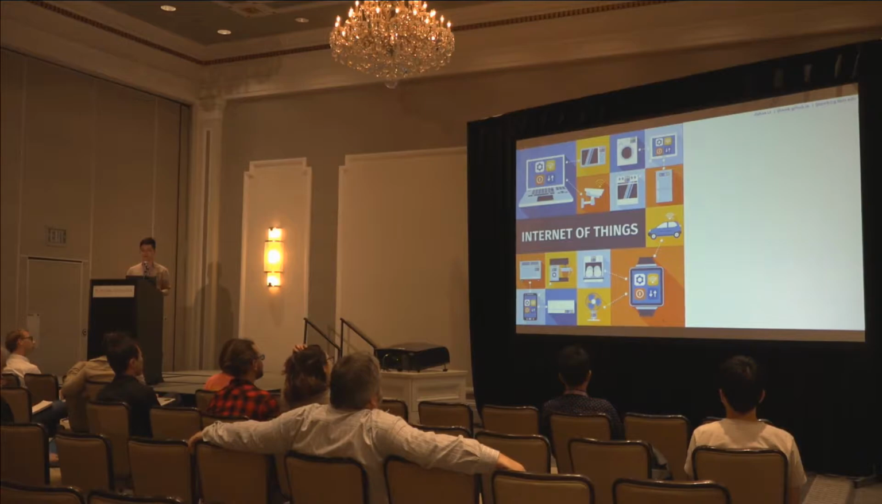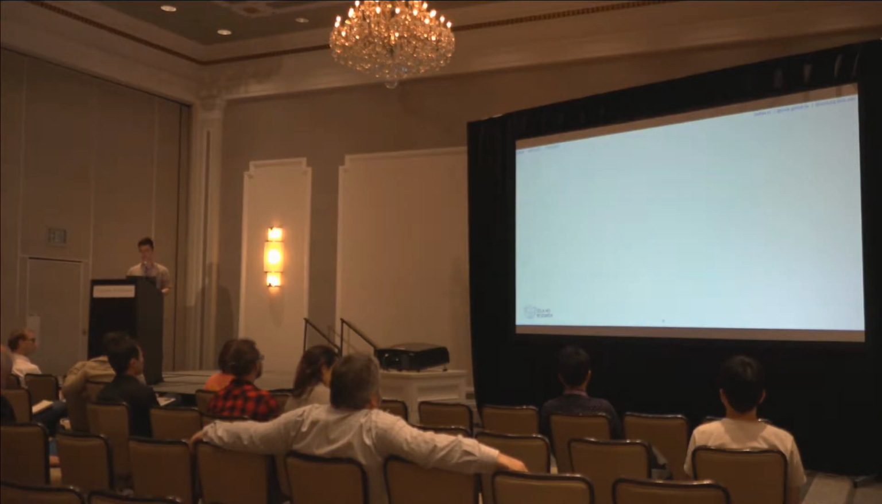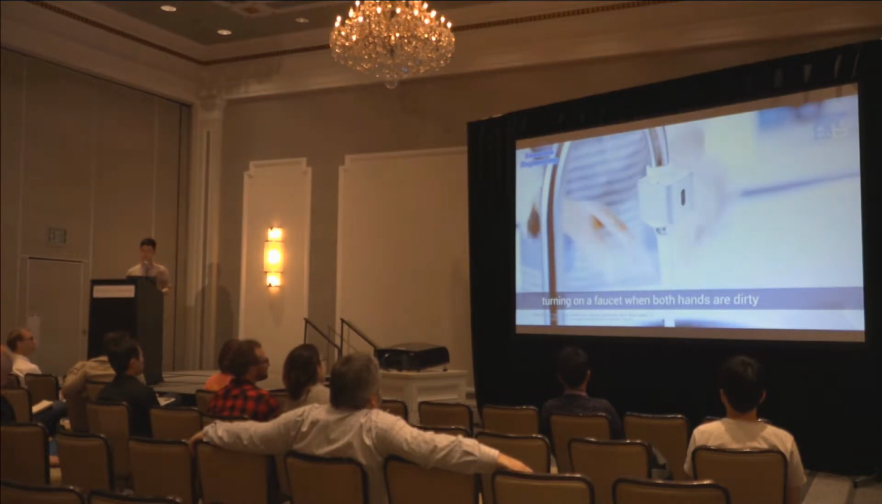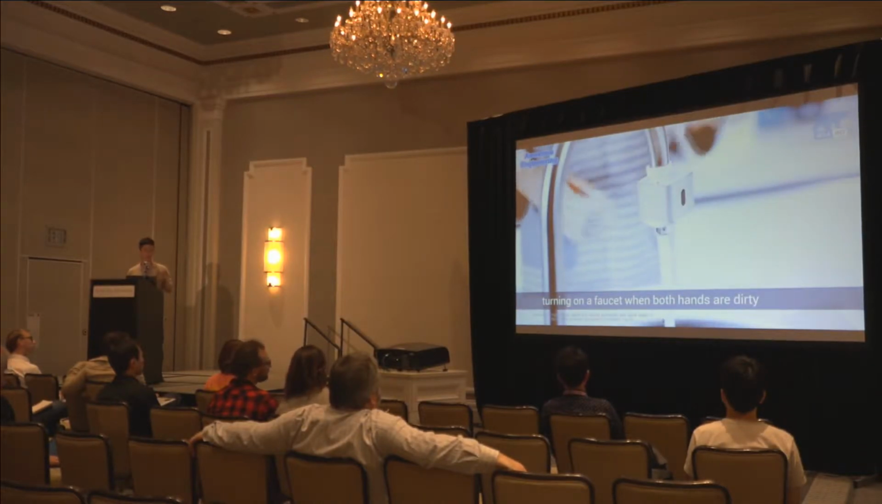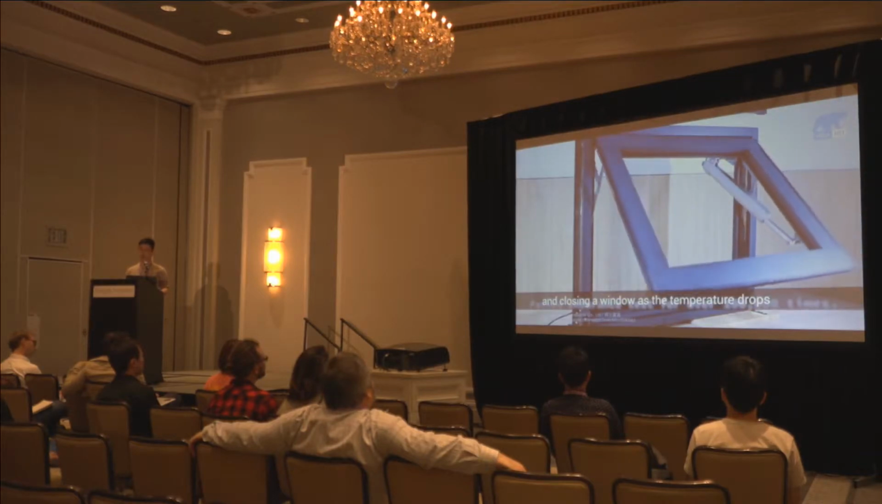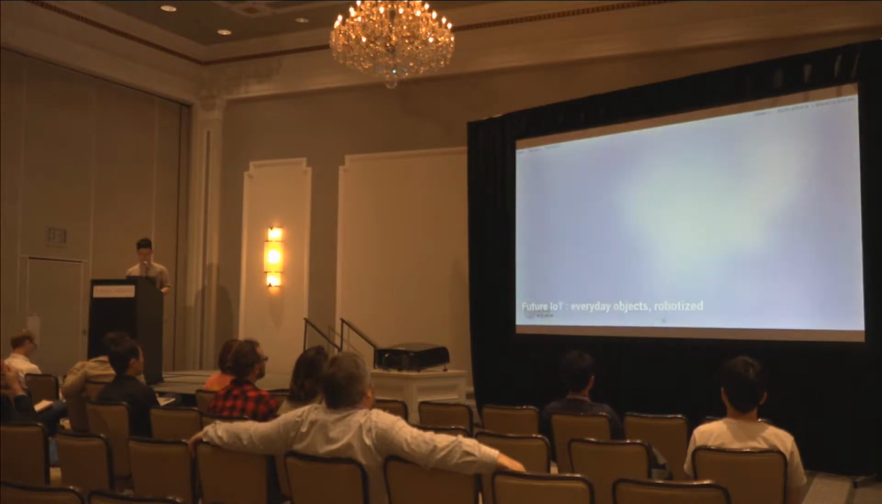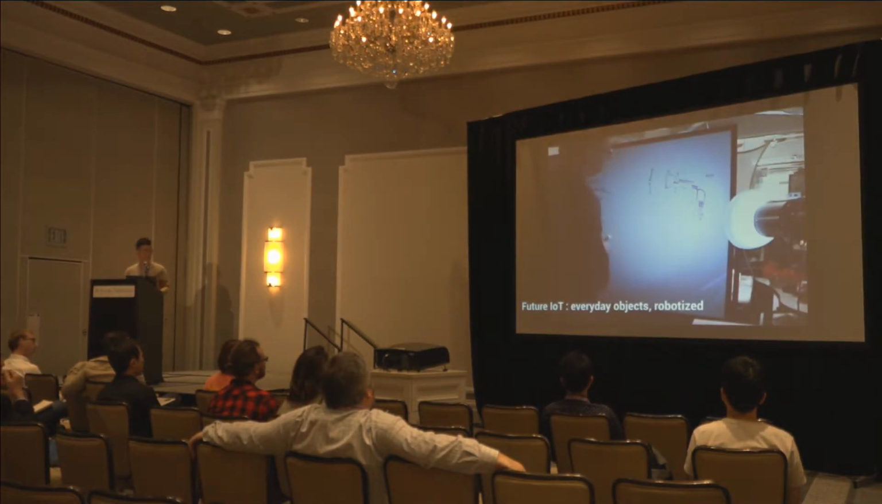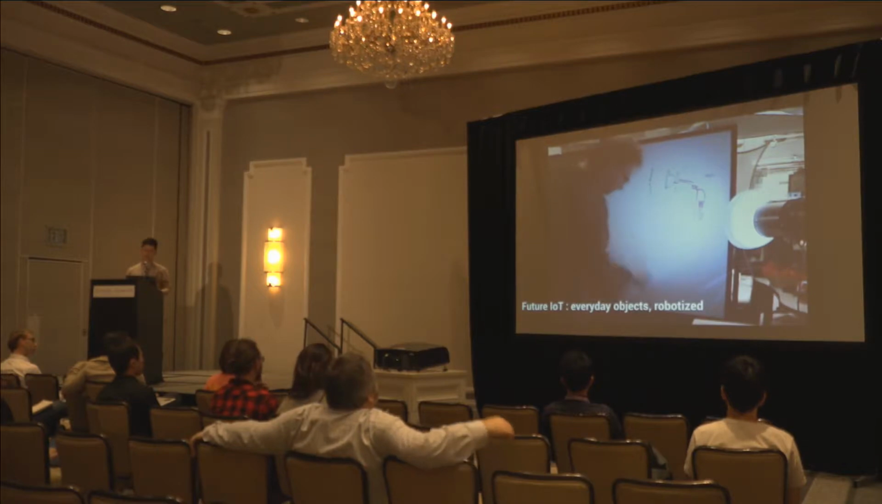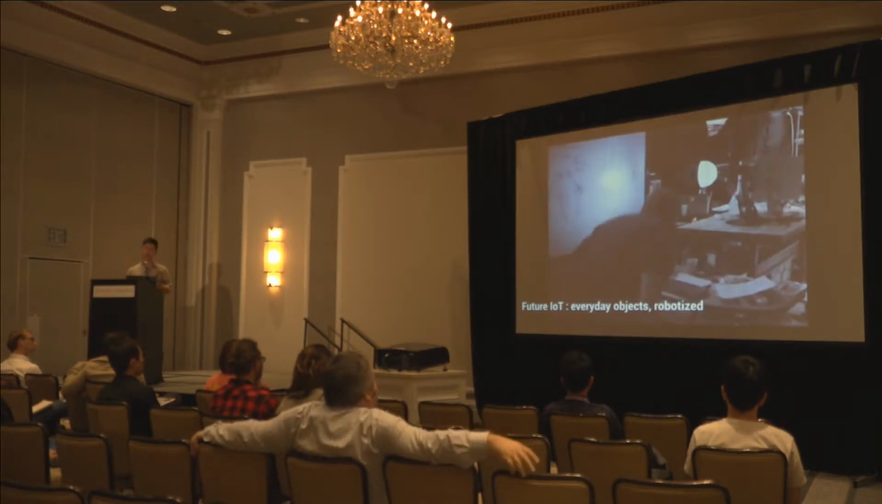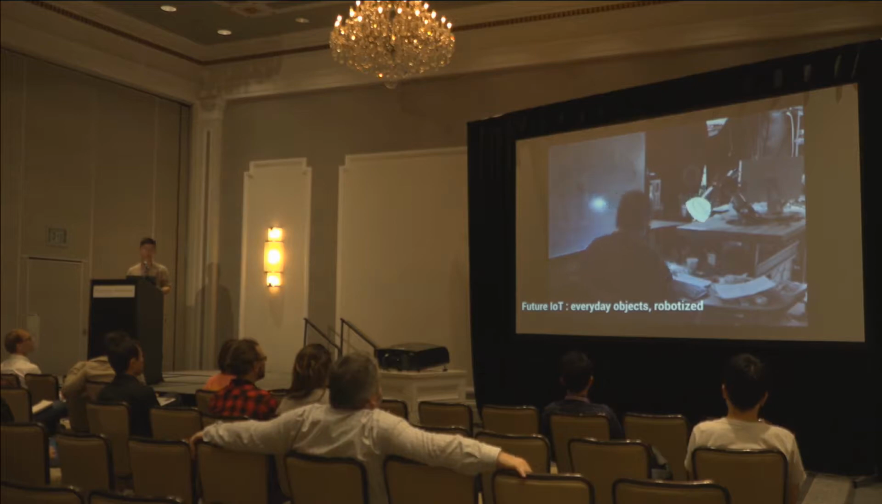The Internet of Things is getting increasingly ubiquitous and starting to support more and more physical tasks. For example, an auto faucet can enable users to turn on the faucet without using their dirty hands. And an auto window can be opened or closed automatically. And Guy Hoffman's robotic lamp paints a larger picture of what IoT would be like in the future. Everything can become robotic and part of the IoT.